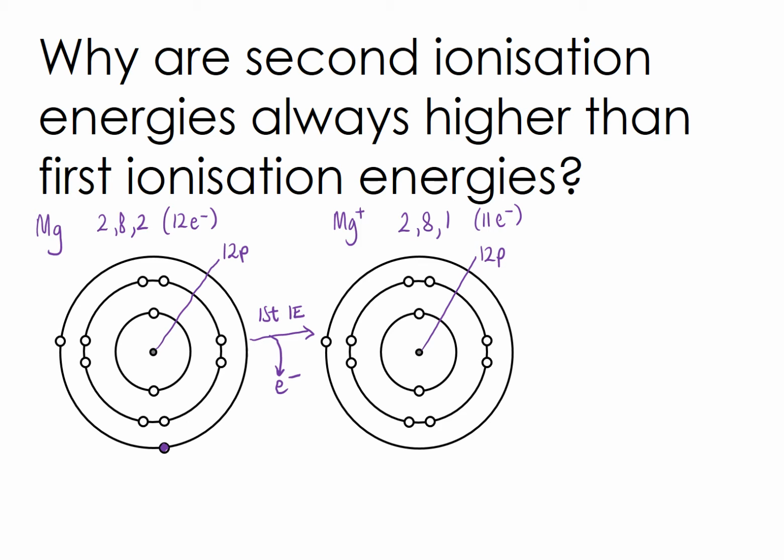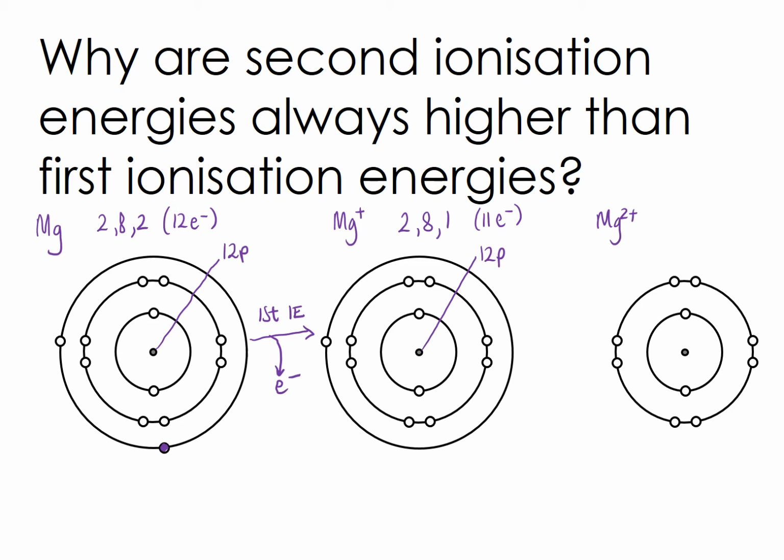So the second ionisation energy would produce the Mg2+ ion over here, Mg2+. That has electron arrangement 2,8. There are now only 10 electrons. Again, 12 protons in that nucleus. This represents the second ionisation energy. And again, 1 mole of electrons is being removed, in this case from the outer shell, like so.